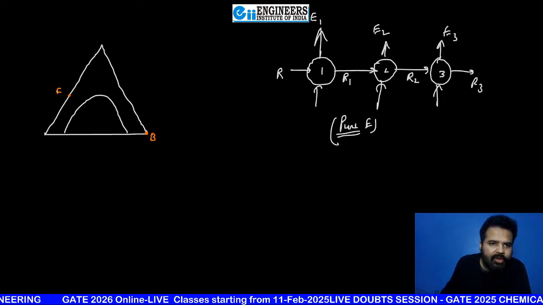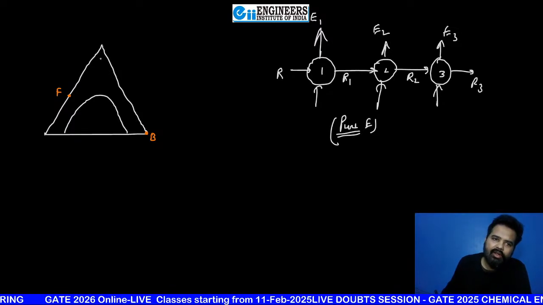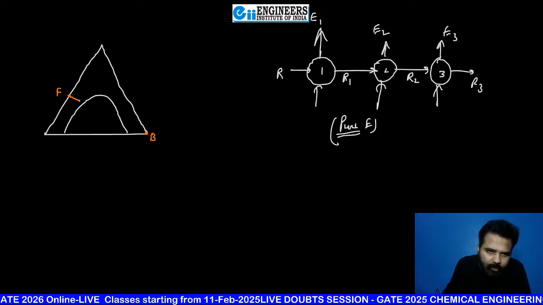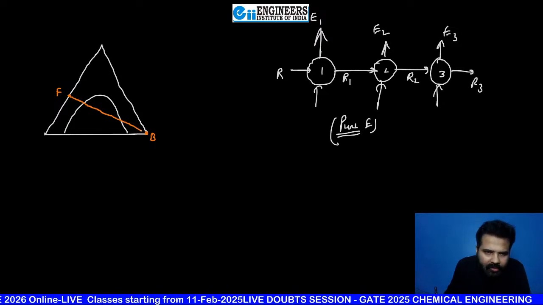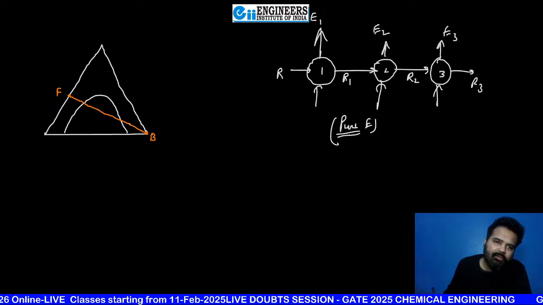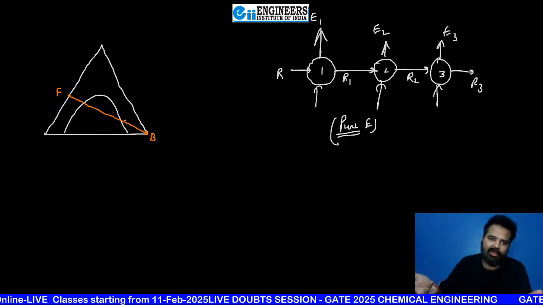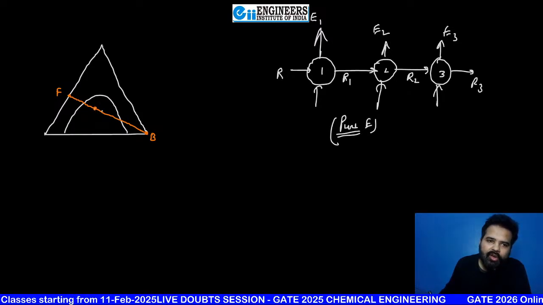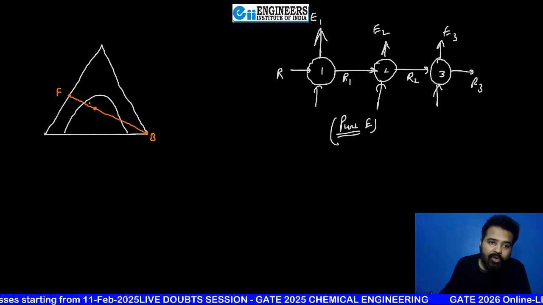your feed. Suppose feed is here. That means feed contains A and C. C is solute. So this will be your line. After mixing, with the help of a simple material balance, you will be able to know this mixing point. So suppose this is your mixing point, this is your mixing point M.